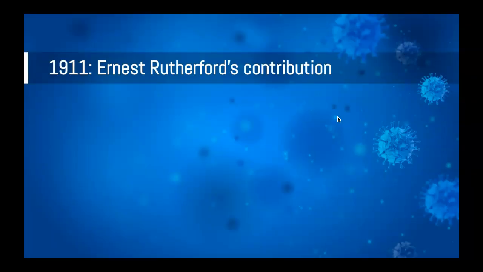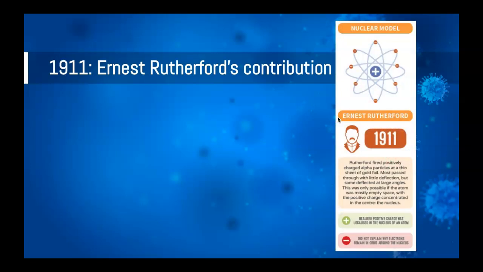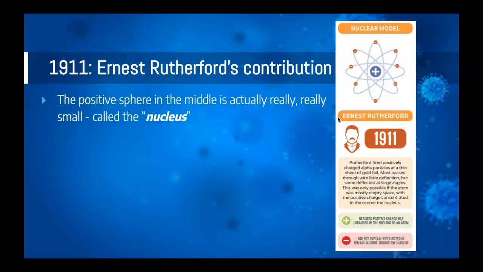So that was 1904. In 1911, Ernest Rutherford took Thomson and Nagaoka's contributions a little bit further, and he started looking at not the electrons, but the protons. And he performed what is called the gold foil experiment.